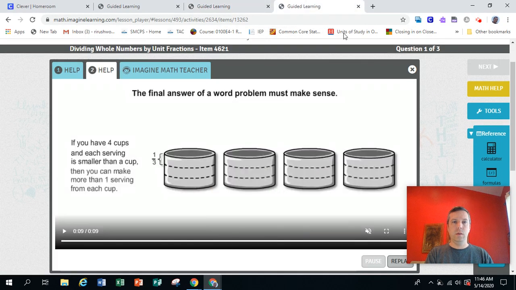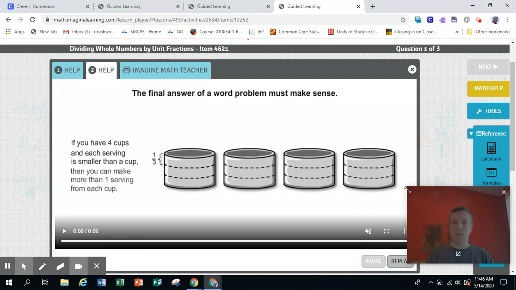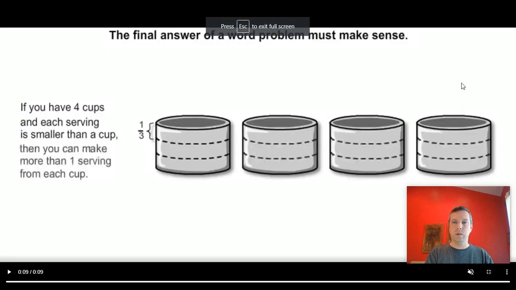In help number 2, we see a similar problem, but now we're using a fraction. If you have 4 cups and each serving is smaller than a cup, then you can make more than 1 serving from each cup. The final answer of a word problem must make sense. Solid advice right there. So here's 1 cup of pudding.